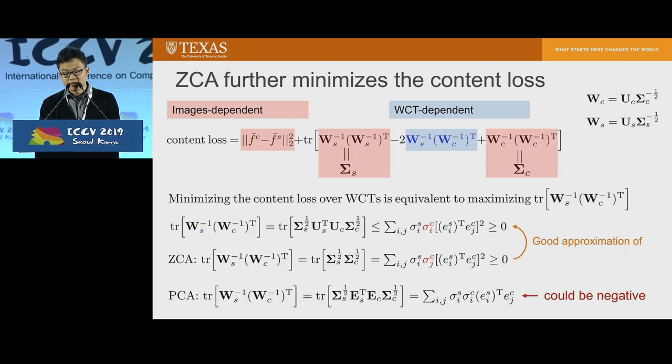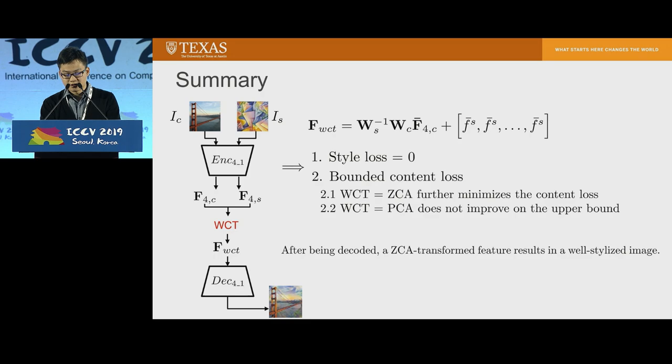So if ZCA is used, we can show the trace value is pretty close to the upper bound, which is good. However, if PCA is used, we can show the trace value could even be negative, which is bad because we are maximizing the trace value. So the conclusion is WCT can transfer style well, but it does not guarantee the content will be well preserved. However, some WCTs like ZCA can preserve content well.